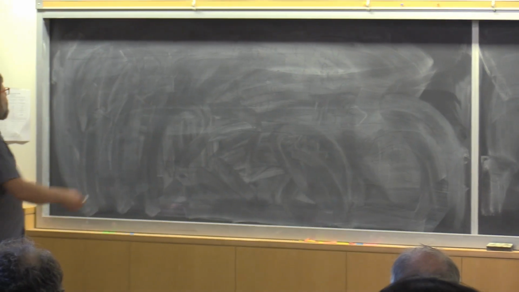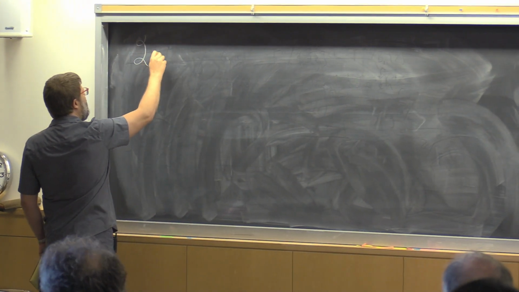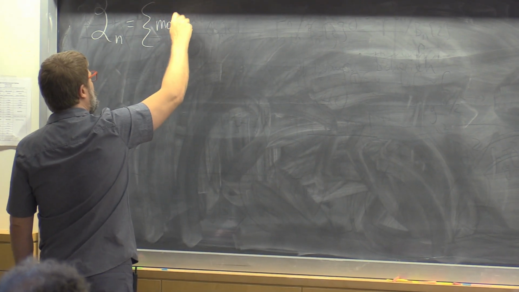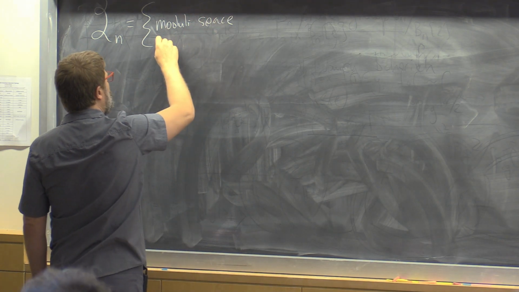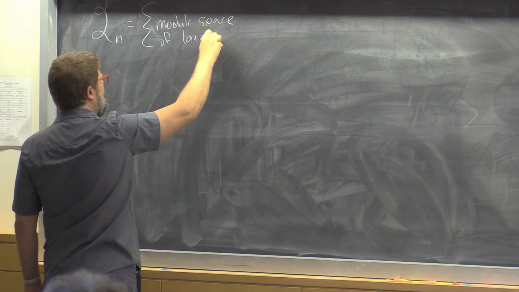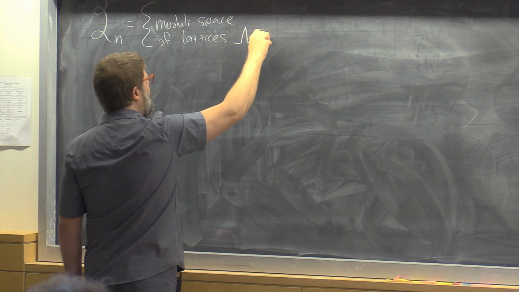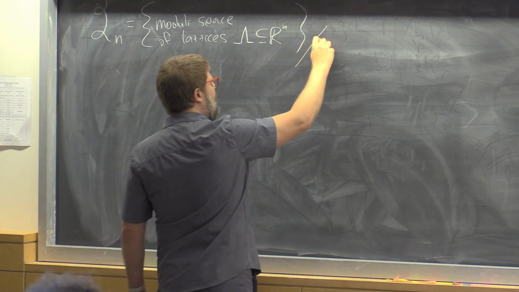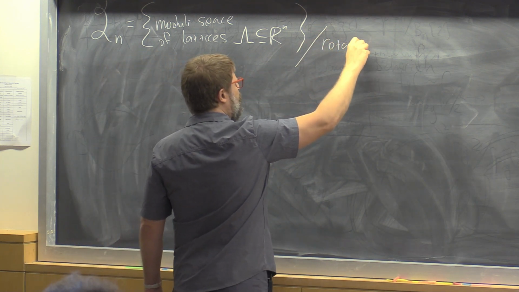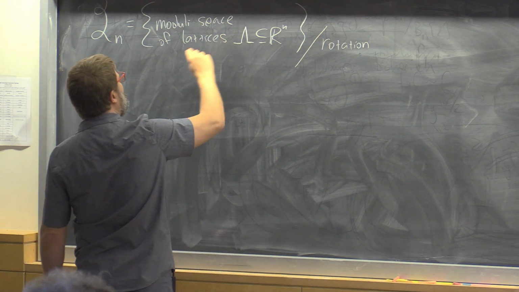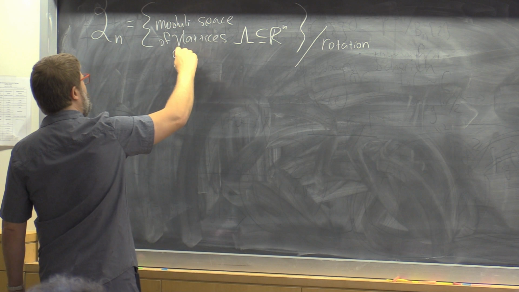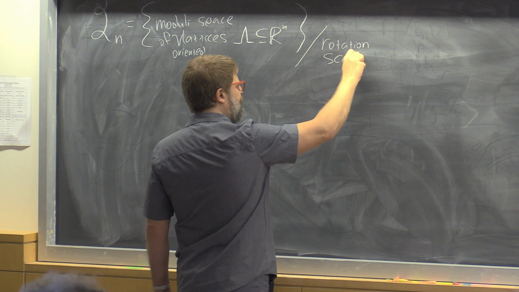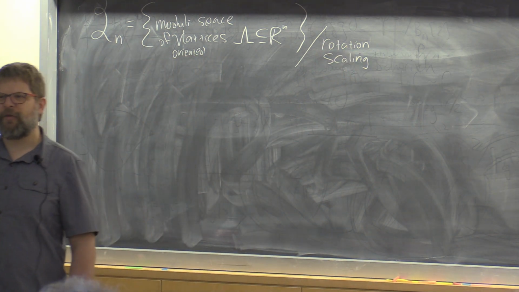About lattices. Let L sub n be the moduli space of lattices, Lambda inside R to the n, up to what equivalence relation? Modulo rotation. And oh, I forgot the word oriented. Up to rotation and scaling. Okay, so we talked about L sub 2 last time.